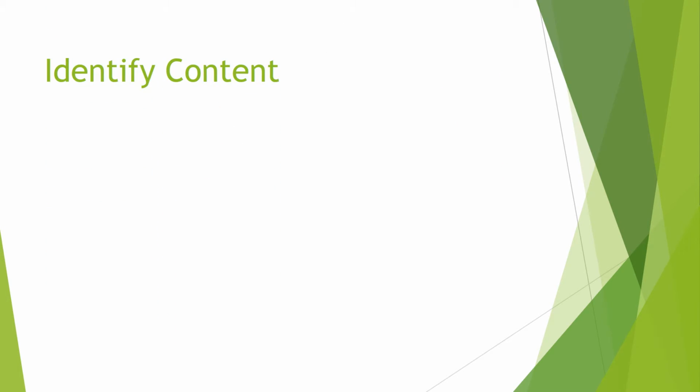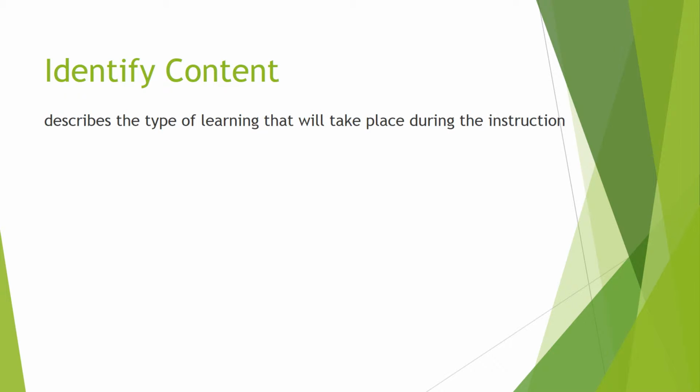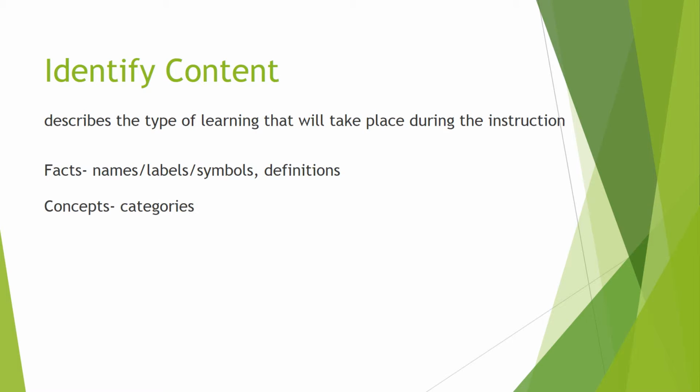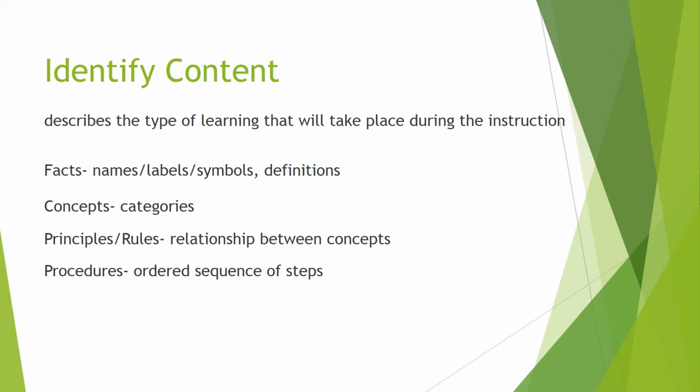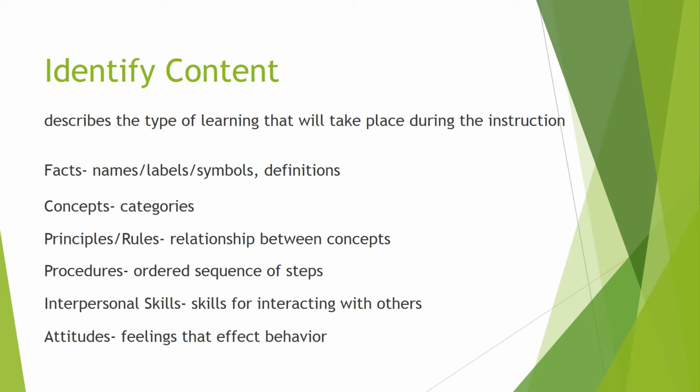Identify the content. The content of the steps describes the type of learning that will take place during the instruction. The content can be characterized into 6 different categories. Facts. This includes naming and recalling definitions. Concepts. Creating a mental category for objects or ideas. Principles and rules. This is making a connection between multiple concepts. Procedures is following an ordered sequence of steps. Interpersonal skills is the process of developing skills for interacting with other people. Attitudes are the way that our feelings affect our behavior.